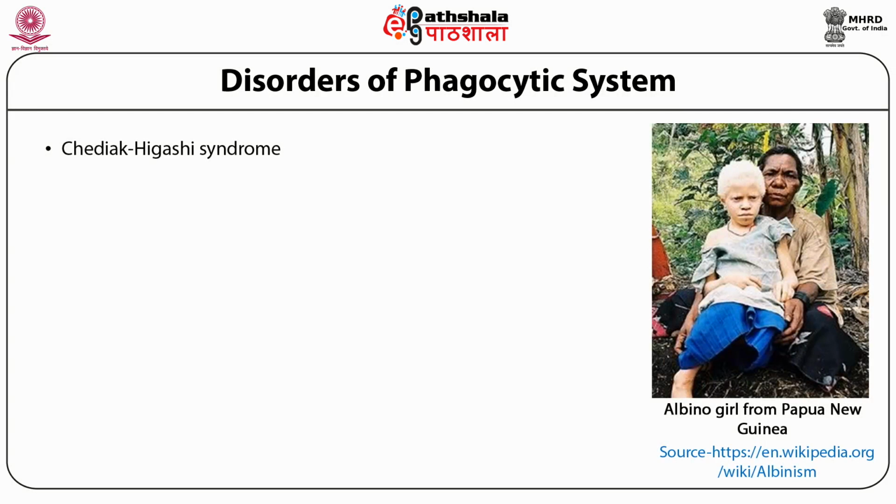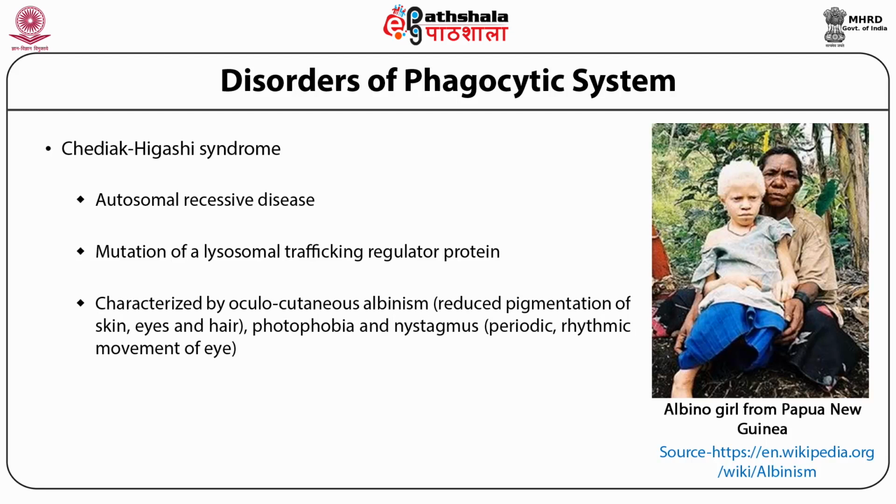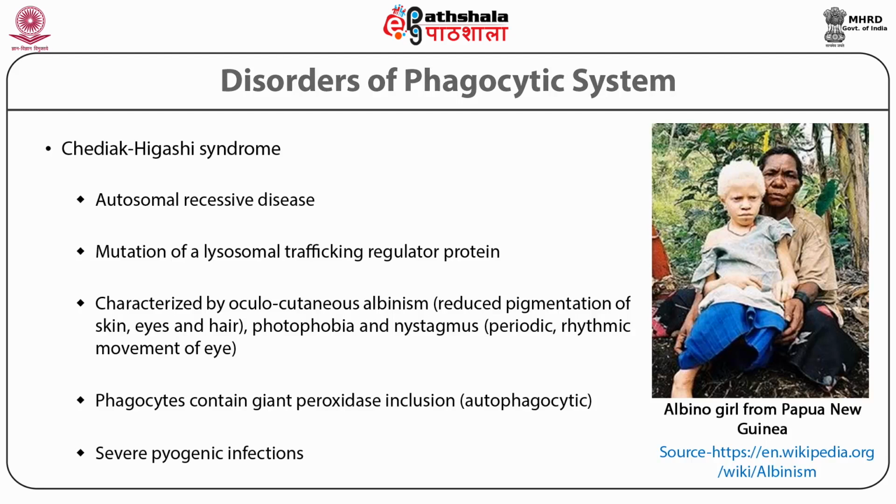Chediak-Higashi syndrome. It is an autosomal recessive disease and is due to a mutation of a lysosomal trafficking regulator protein, which leads to a decrease in phagocytosis. The protein plays a critical role in transport of materials into lysosomes that act as recyclers within the cells. It is characterized by oculocutaneous albinism, that is reduced pigmentation of skin, eyes and hair, photophobia and nystagmus, that is periodic rhythmic movement of the eye. Phagocytes in the patients contain giant peroxidase inclusions, which may be due to autophagocytic activity. Patients suffer from severe pyogenic infections.